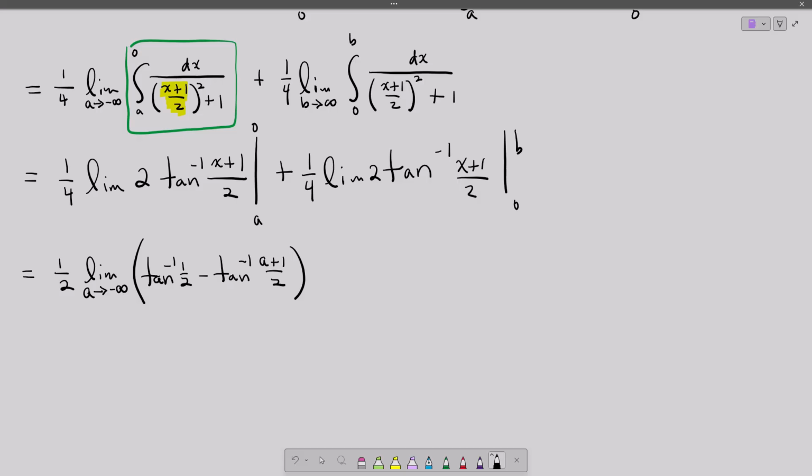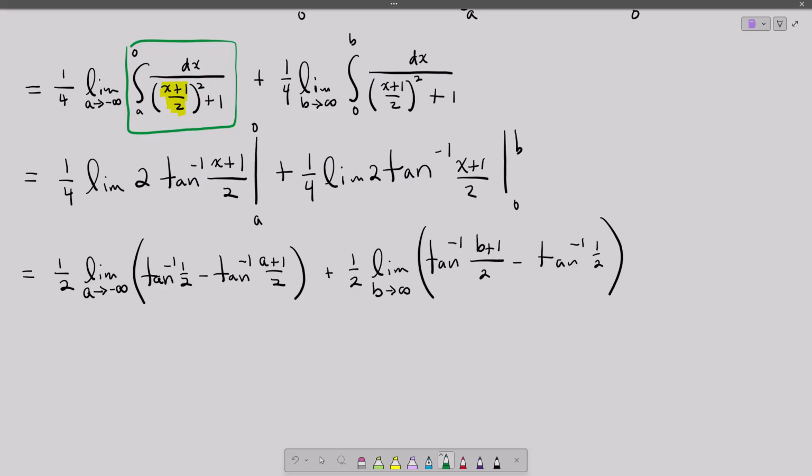Over here we get 1/2 limit as b goes to positive infinity of arctan of b plus 1 over 2 minus arctan of 1/2. Remind you again, the graph of arctangent.